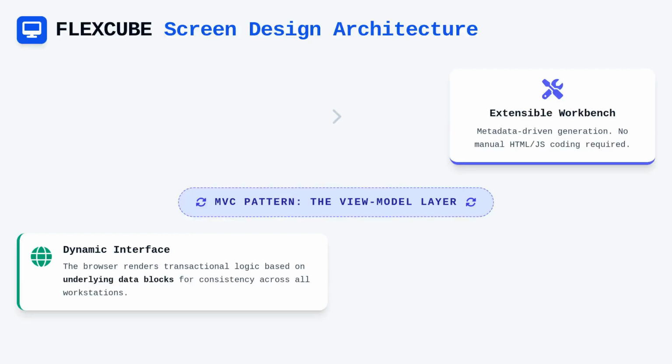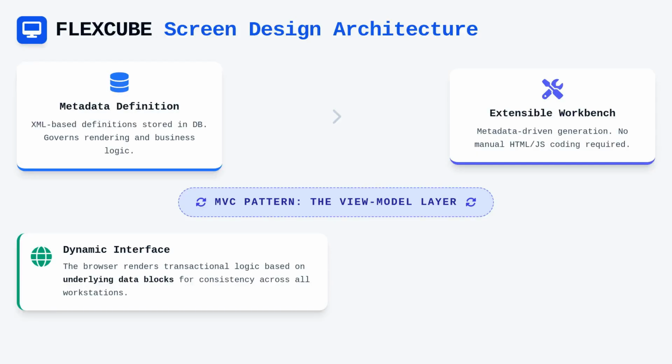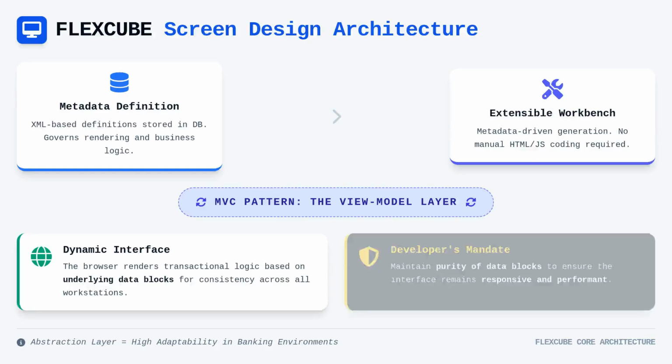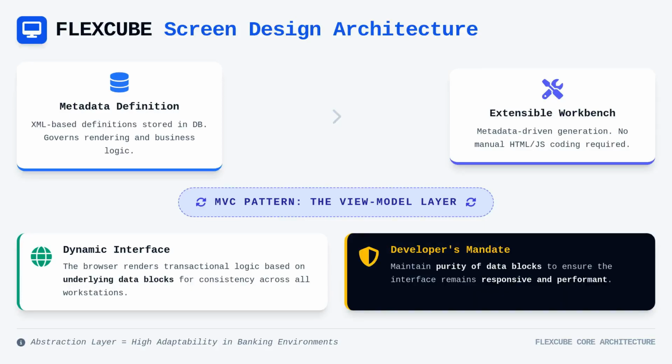If you view the screen as a view model in a model view controller pattern, you begin to see why strict adherence to the metadata specifications is necessary. The metadata stored in the database governs how the browser renders the interface, ensuring that the same business logic is applied consistently regardless of the user's workstation. When you modify a screen, you are essentially modifying a set of XML-based definitions that the application server interprets at runtime. This abstraction layer is what allows FLEXCUBE to maintain a high degree of adaptability in complex banking environments where business rules change frequently. Therefore, your task is to maintain the purity of these data blocks to ensure that the screen remains both responsive and performant.